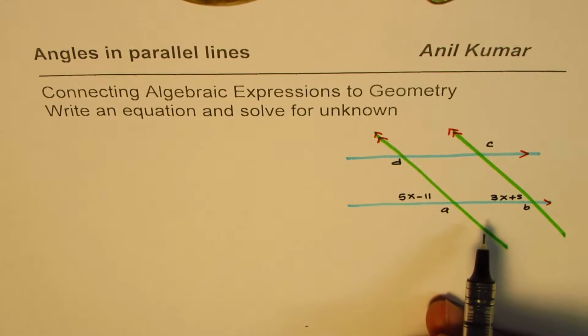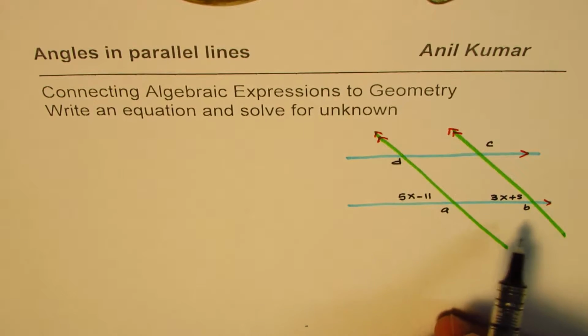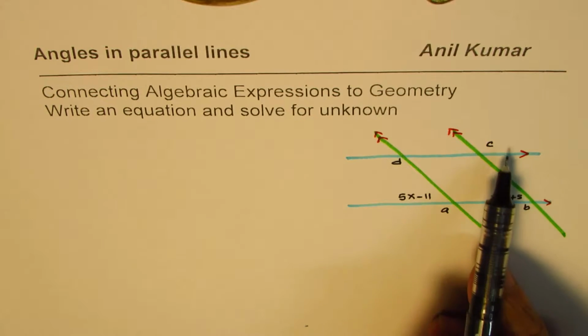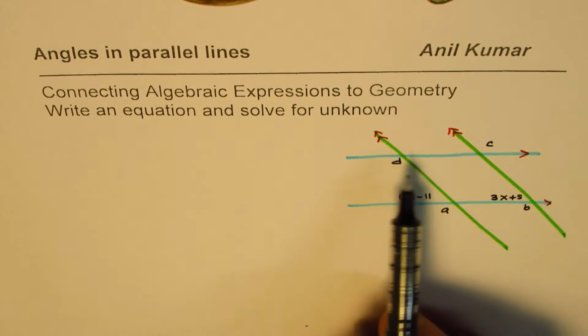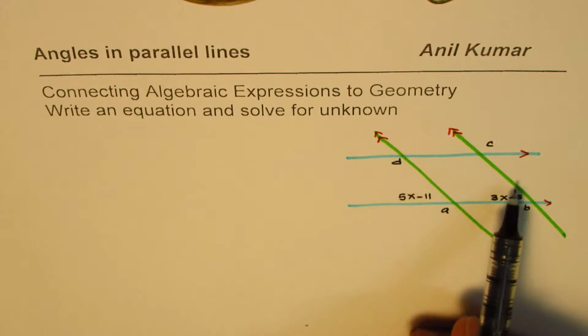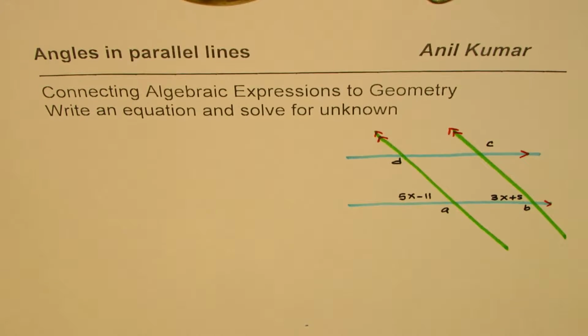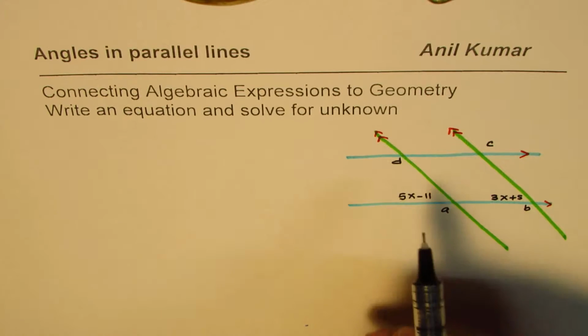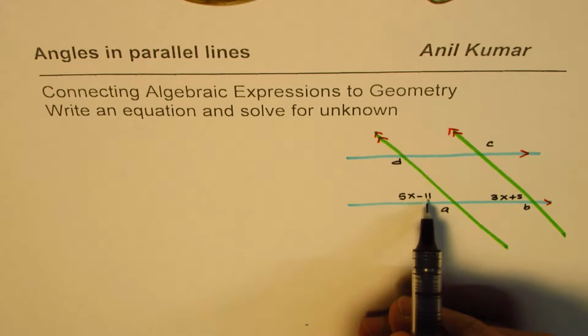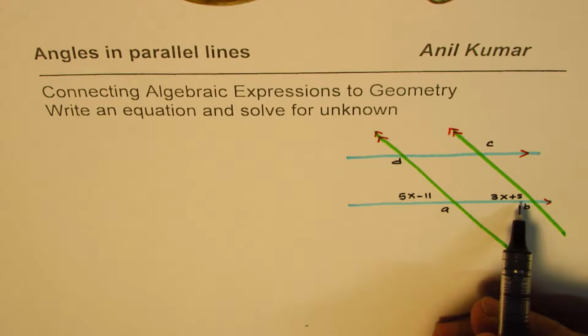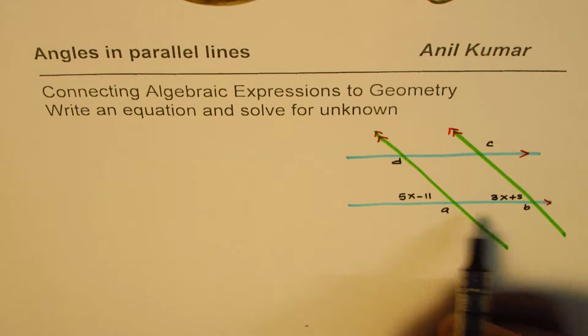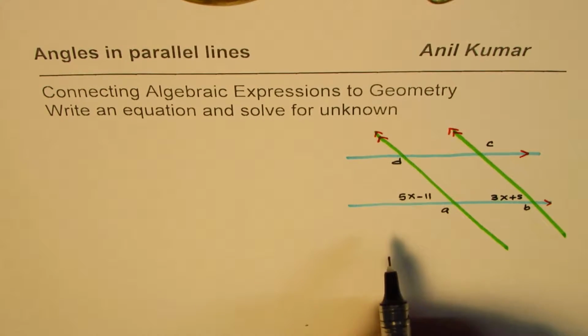We have a very good example here where we are working with two sets of parallel lines. The blue lines are parallel, these green lines are also parallel, and in turn they also form transverse lines. We are given the angles 5x minus 11 and 3x plus 5. We need to find the angles A, B, C, D.